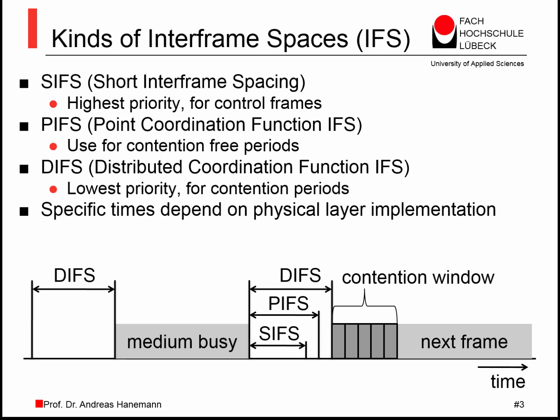The reason for doing so is that it is assumed that there may be more than one station which waits for the medium to become free. If these stations just waited for DIFS, then there would be a collision. However, with DIFS plus a random waiting time, there are likely different waiting times. In such a case, a station with a longer waiting time notices that the medium is no longer free and does not start to send. In the figure, you also see that the times SIFS and PIFS are shorter.